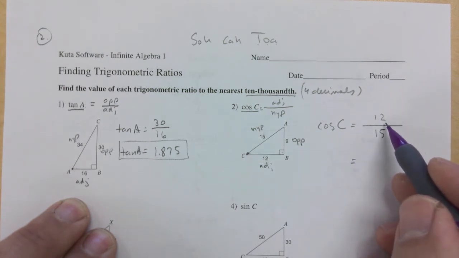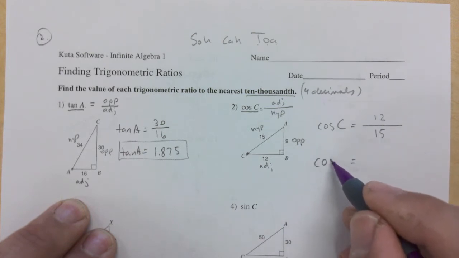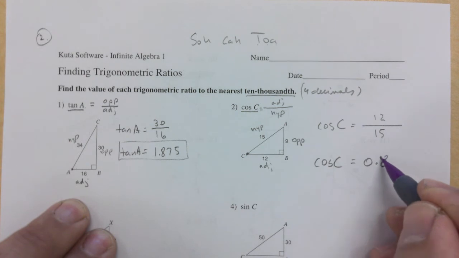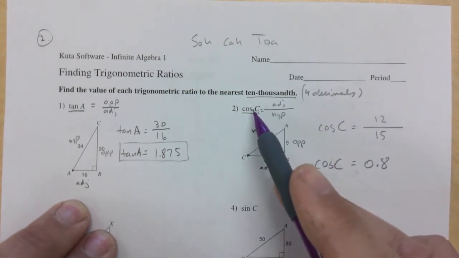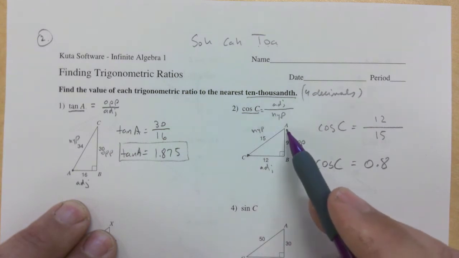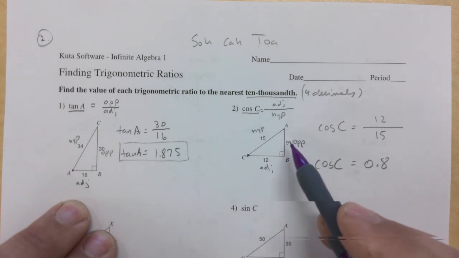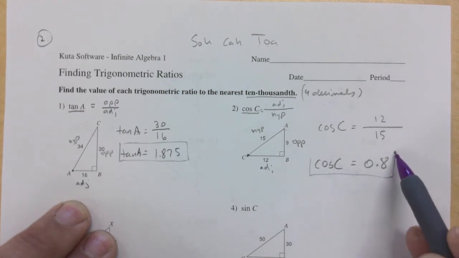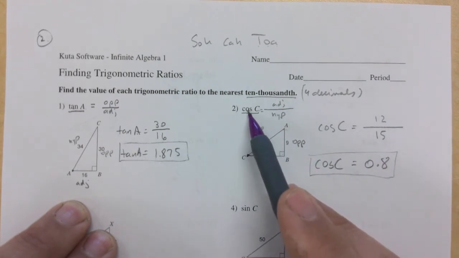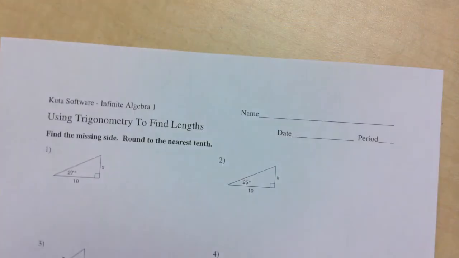And this actually ends up being 0.8, just like that. Careful. If this question had said cosine of A, then this is your reference angle, and then you label opposite here, adjacent there. The hypotenuse always stays the same, so you got to watch out for that. So look at the ratio first, then look at the angle, and that's all you're doing there. You're not solving for any sides or anything like that.